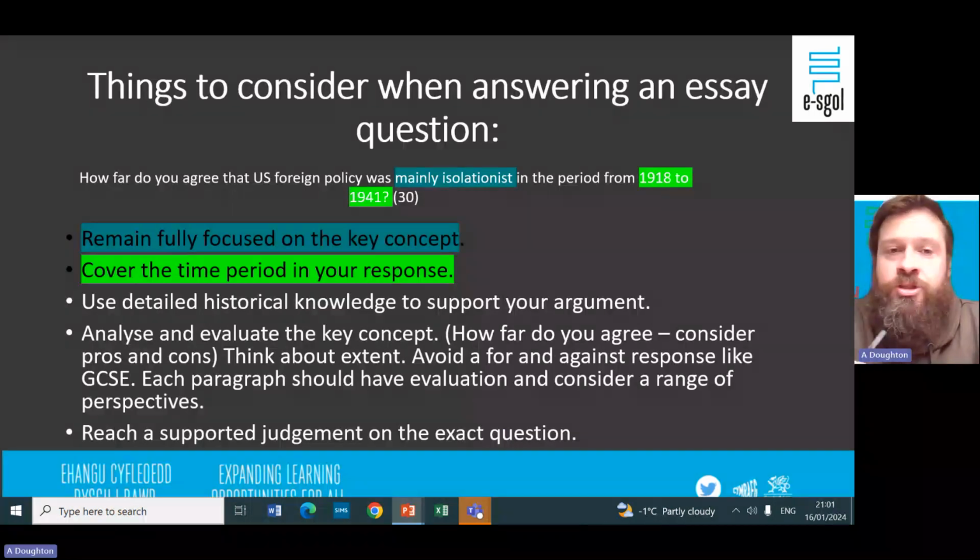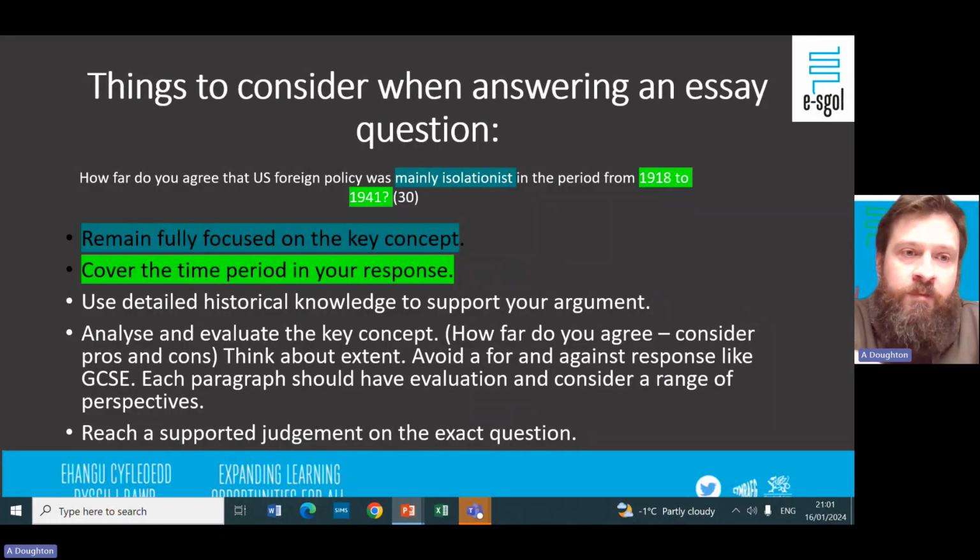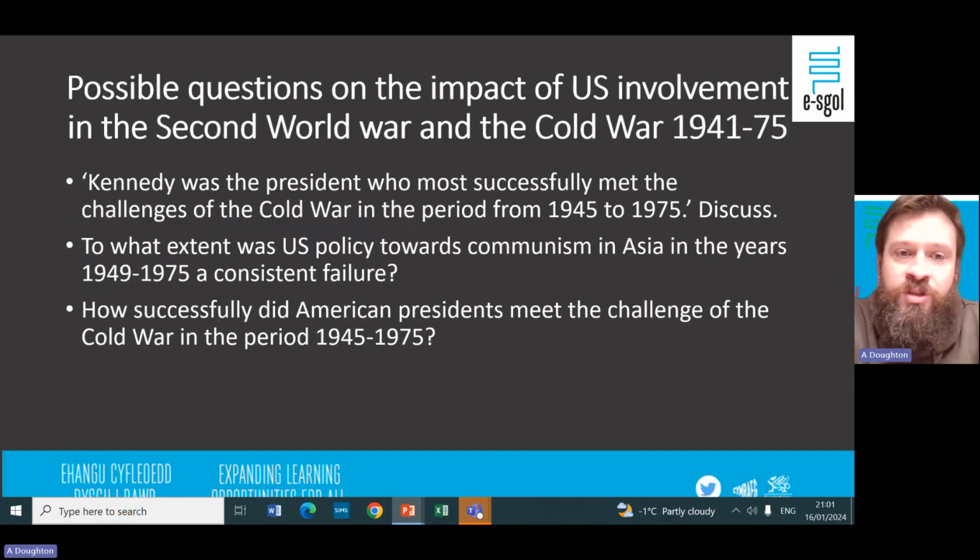Now, when answering these questions, it's important that you remain fully focused on the key concept. This is the one I used with you last time. We're mainly isolationists. You'll be discussing that key concept throughout. If you were discussing how successfully American presidents met the challenge of the Cold War, you'd have to debate the success of those presidents. I wouldn't expect you just to give reasons why each president was successful. You need to debate it. How successful? Extremely successful? Were they unsuccessful? Were there certain limitations with how they met the challenges? That's crucial that you have that debate.